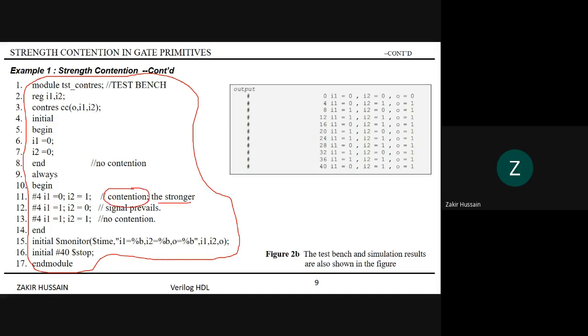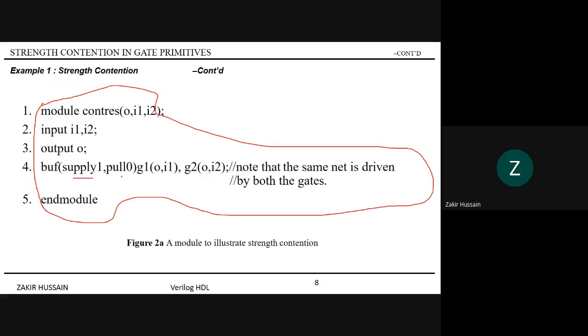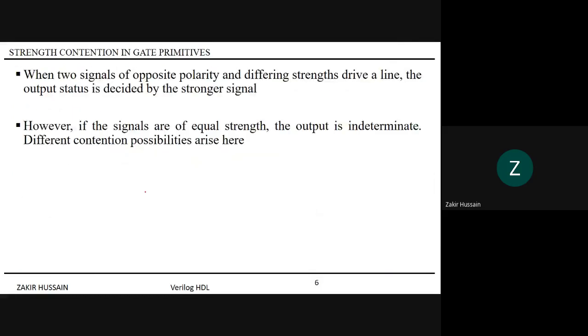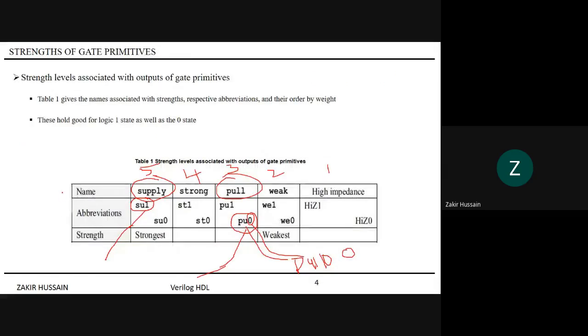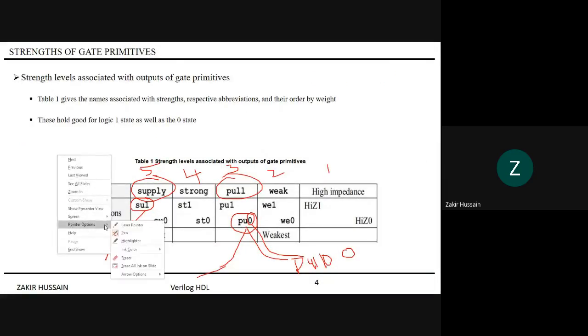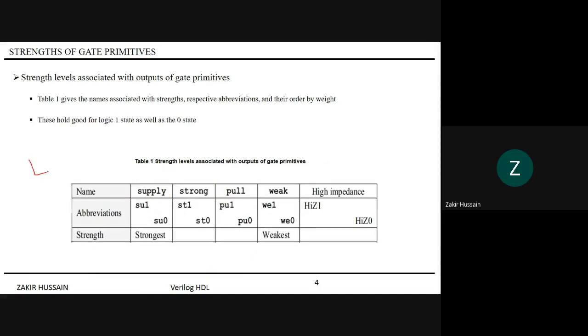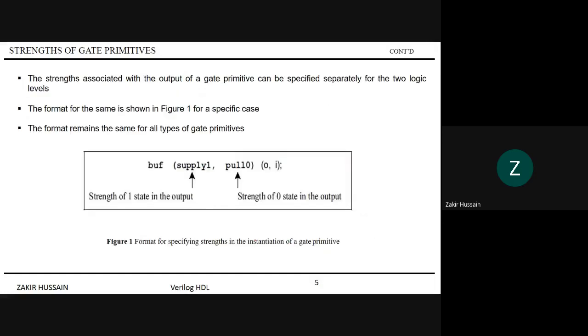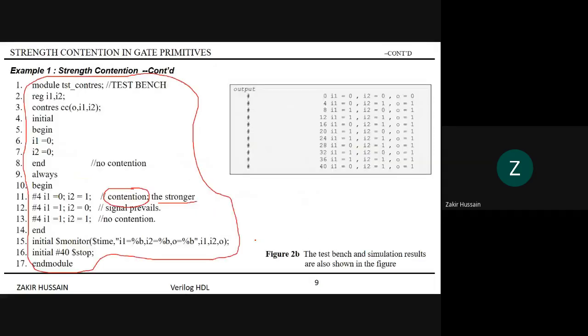Who will prevail means the stronger one will prevail. Who is the stronger one among the supply one and the pull zero? This is dictated by this table. Those who have developed the EDA (electronic design automation) tools have developed this Verilog compiler. They have told that this is the highest strength and this is the lowest strength. This is the strongest one, this is the weakest one. So they have given this table.